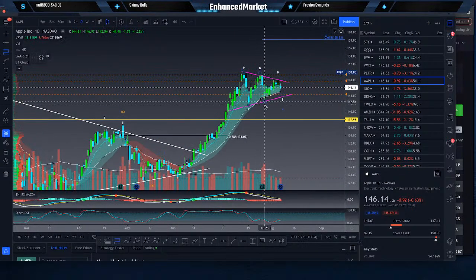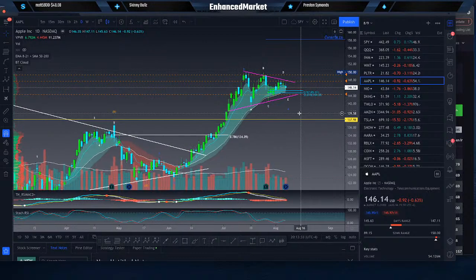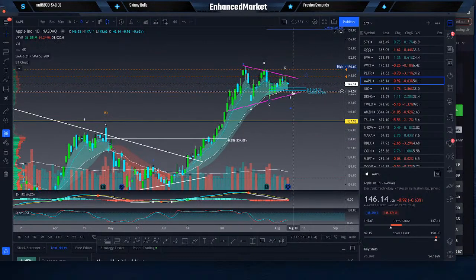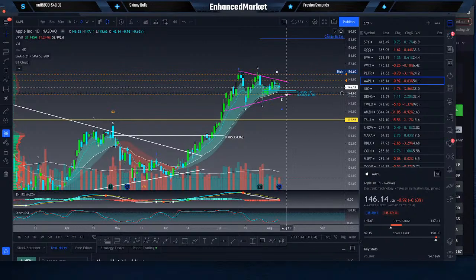Right, wave E usually drops down to the 618 or the 0.5. So we have a little bit more downside to come, maybe. Maybe one more day of downside. Maybe test 144.66, and then see a breakout here. So if we do hold this 144.66 level, totally buy that.